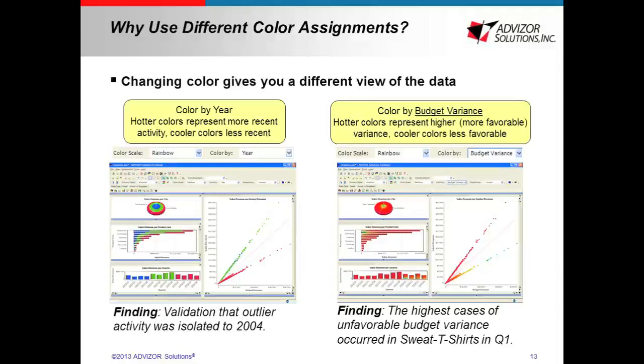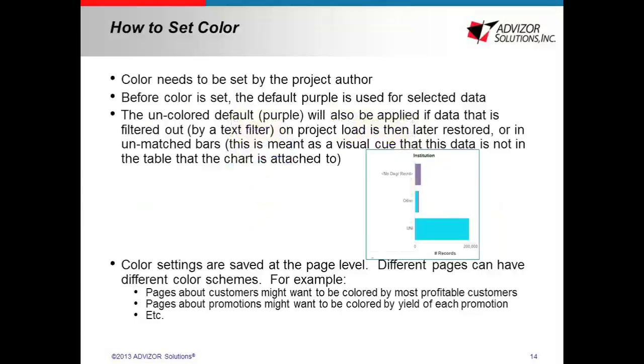So color basically works as an extra dimension of your data, because on top of the bars or the scatter plot, any graph that you have, you can use color to reveal more information based on another field in your data, and that is going to give you some more insight. The color is going to be set by whoever authors the project. So using Analyst or Analyst X, they can create the project, and then they are going to set the color.